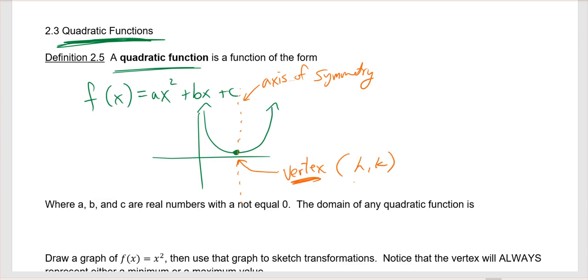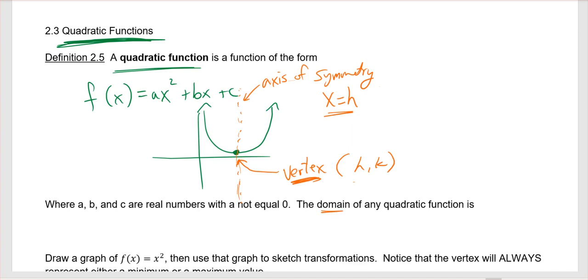If we call the vertex (h, k), then we can say what the axis of symmetry is, right? This is a vertical line in this case. We've got a vertical parabola, and we can say what this axis of symmetry is. The equation for that line would just be x equals h, right? Because that's what vertical lines look like. x equals some number. Okay, cool. So we've got axis of symmetry, we've got vertex, domain.